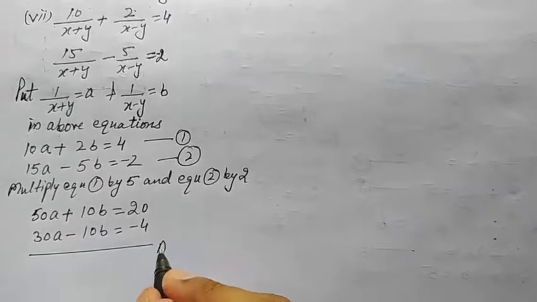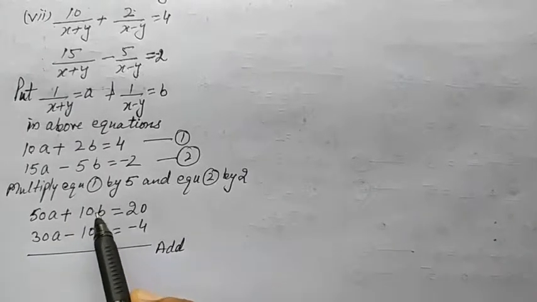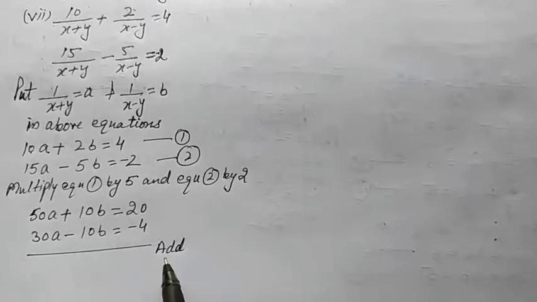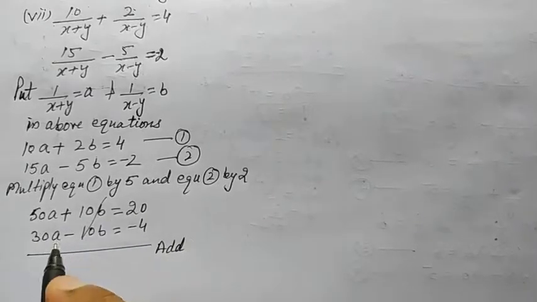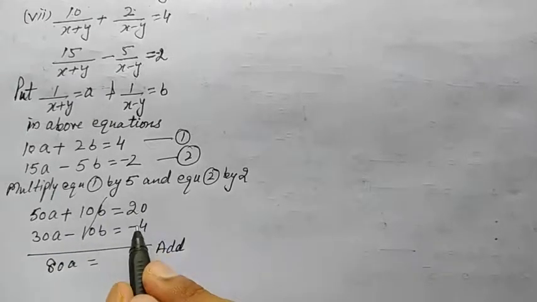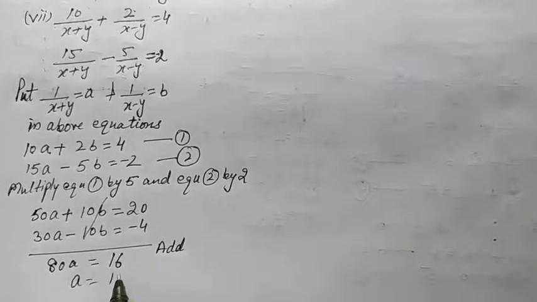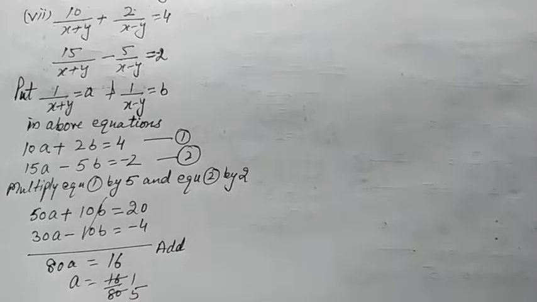So we'll add these two equations. We need different signs only. If signs are already different, we will add the equations. If signs are the same, then we will subtract these equations so that the signs will change. So it is added, this is cancelled. So 50a plus 30a is 80a is equal to 20 minus 4, that is 16. So here a becomes 16 over 80, that is 1 over 5.